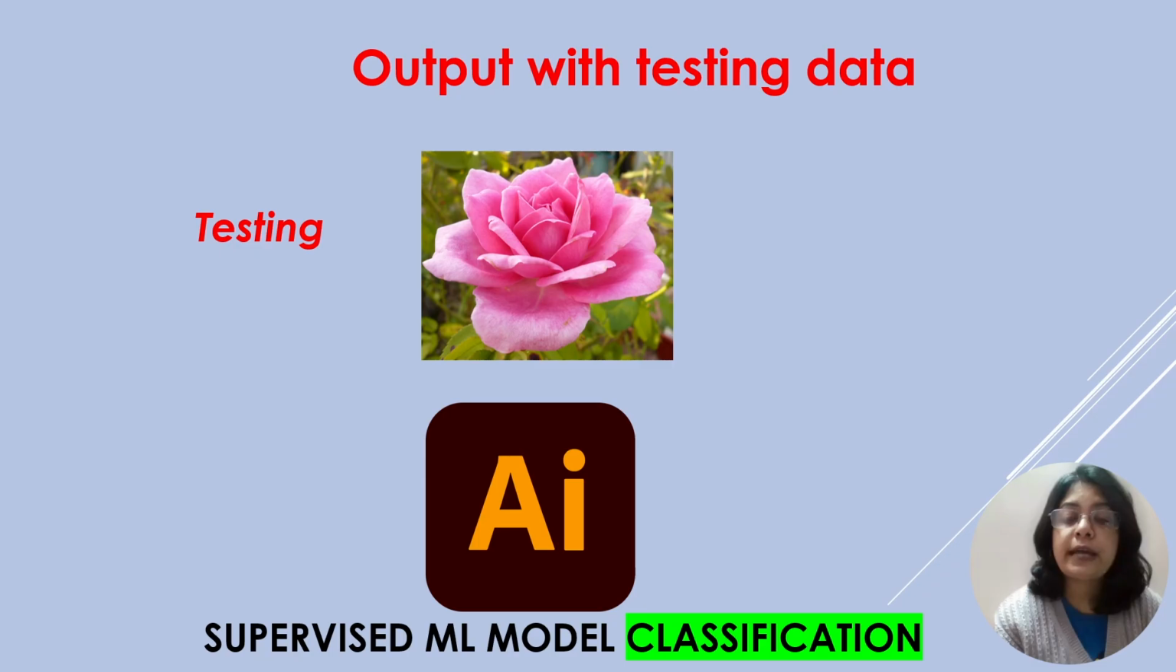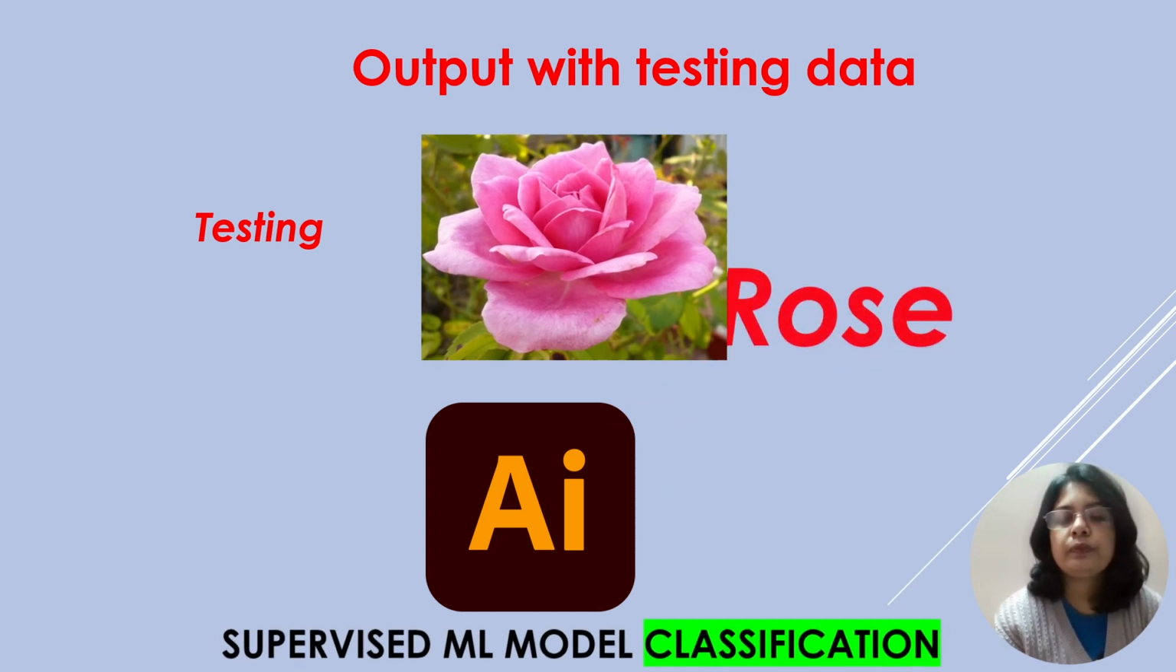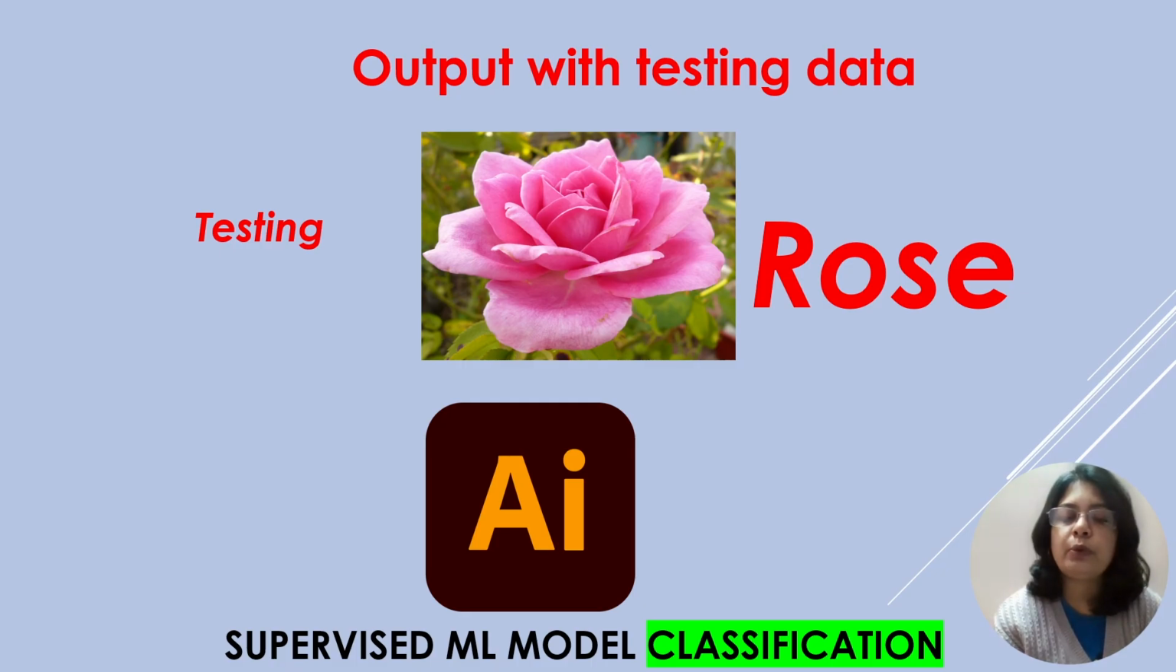This is our testing phase. This is our testing data. We are now giving this data and asking the model, what is this? So the model has to label this. It has to give a labeled output since this is a classification model. The classification model gives us labels of different objects. So we have given the testing data to the model and it is telling us that this is a rose. So this is the work of a classification model.